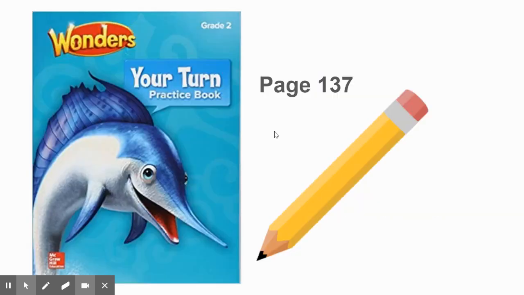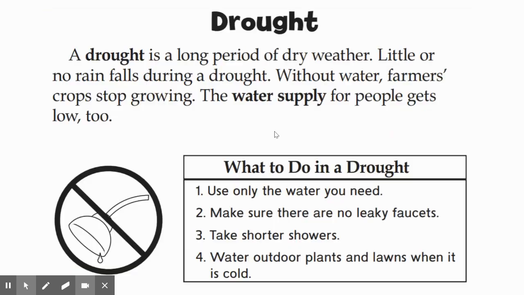For this next part of our activity, you will need your Turn practice book, page 137. If you do not have it with you, please pause this video and go find it now. All right, here we are on page 137. We are going to read this article together, following along as I read aloud. And then we will answer 3 questions about this article.